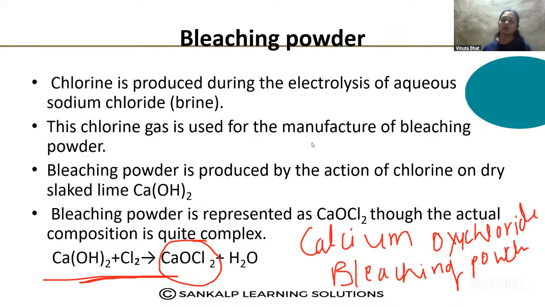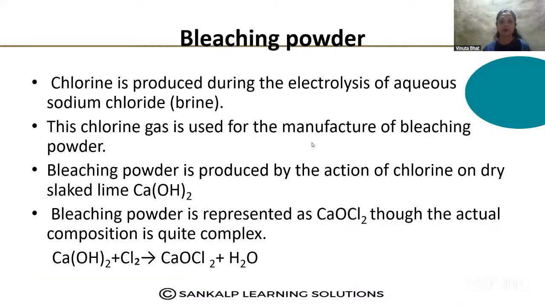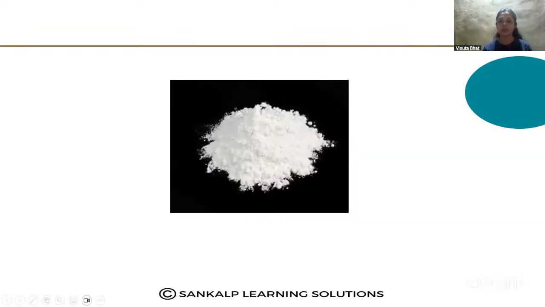So for the production of bleaching powder also, chlorine is used, and that chlorine is produced by the chlor-alkali process. So sodium chloride is the raw material. Okay, let us move to the next slide. Yes, this is the bleaching powder.